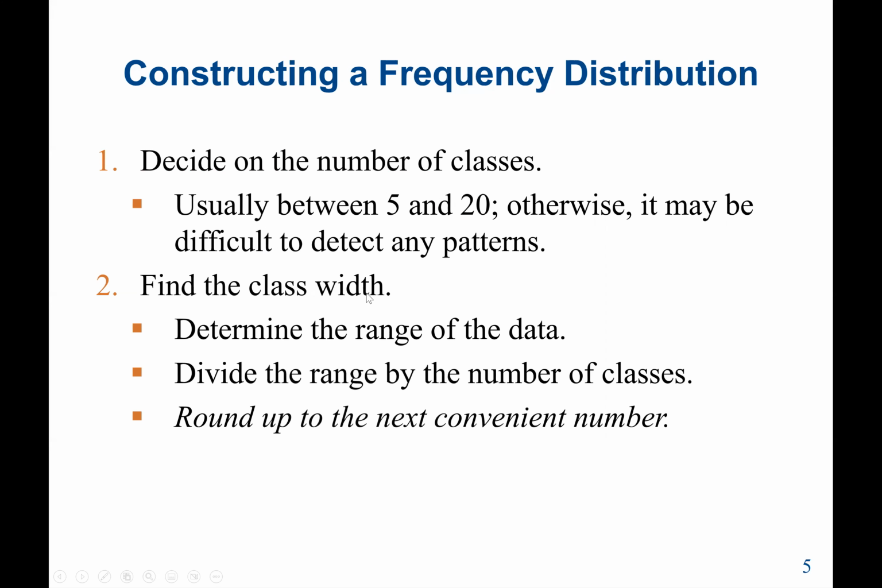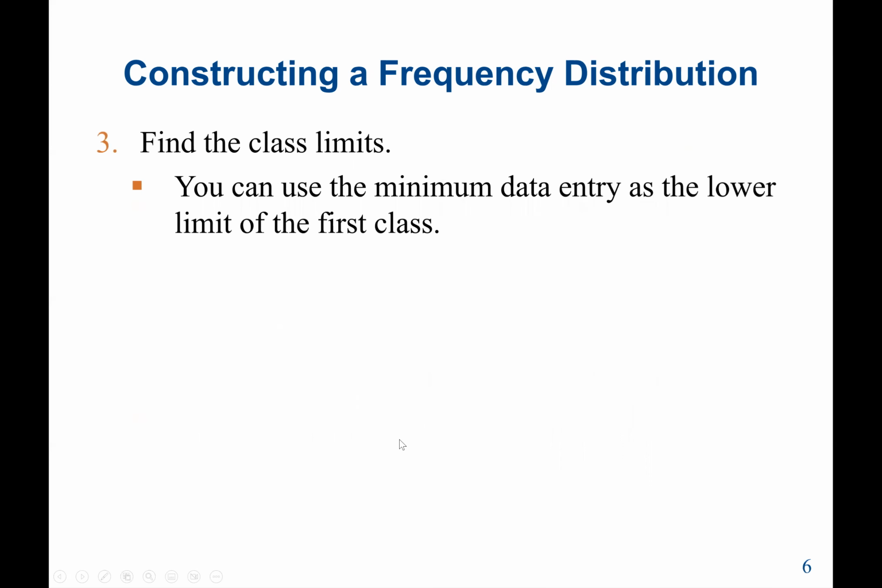So normally, to find the class width, it will be the maximum value minus the minimum value, divided by the total number of classes we have. Again, we will do an example. The next step is to find the class limits. Here we can use the minimum data entry. When we look at our data set, we can start with the minimum value as the lower limit of the first class.